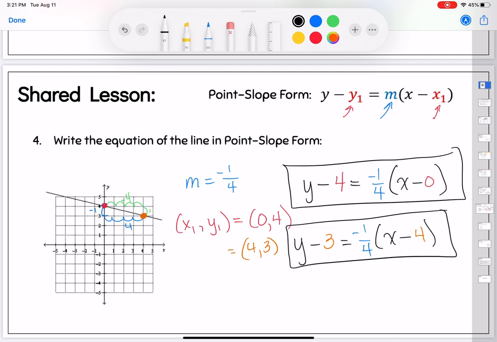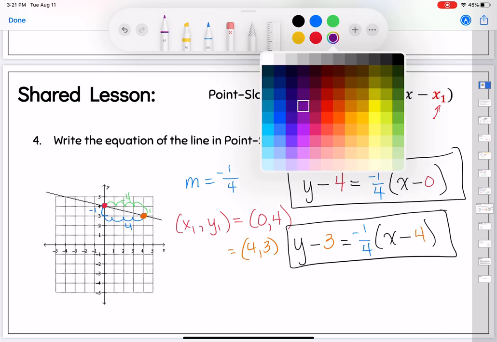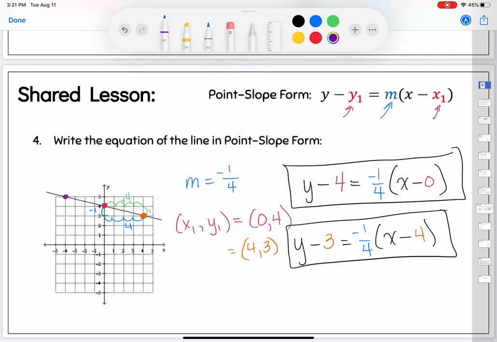Now you could say, okay, those are the 2 points that were kind of shown on the graph, but I could find another point. Let's say I want to have the point be this guy over here. That crosses, right? If I count the slope, that's -1/4. Sure. All right. Well, in that case, your point would be (-4, 5).